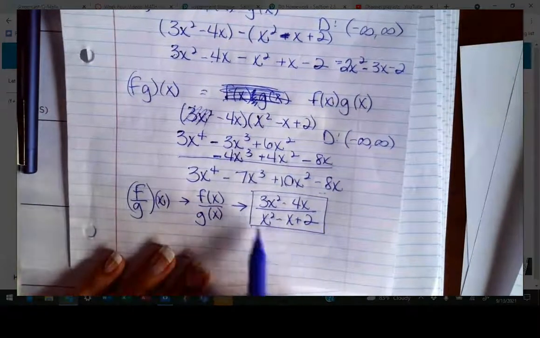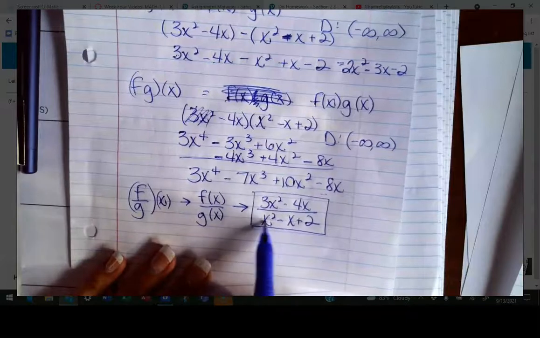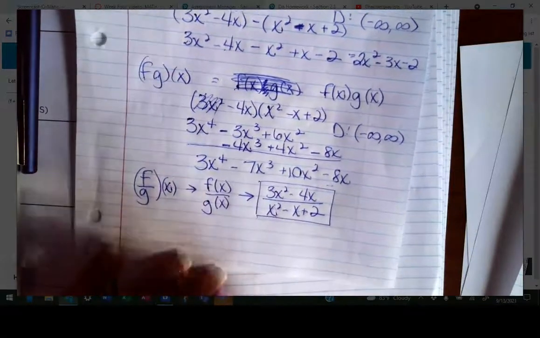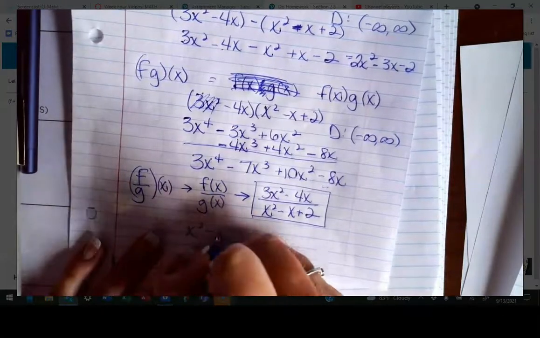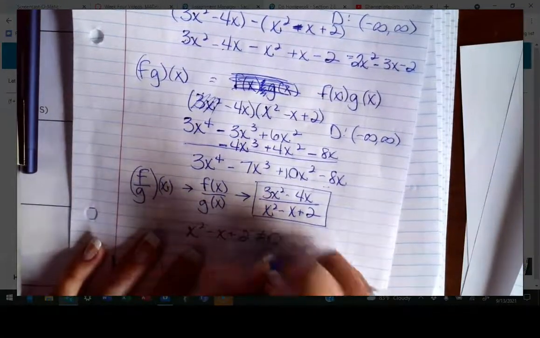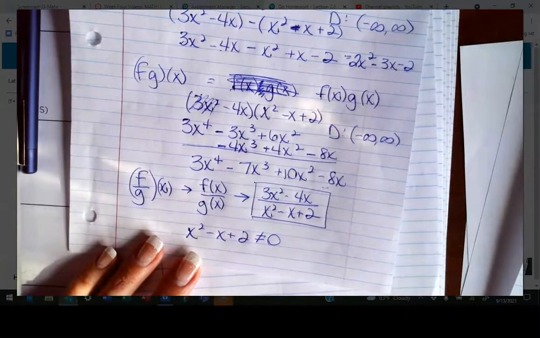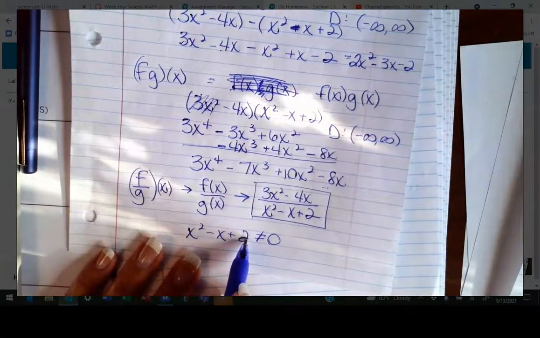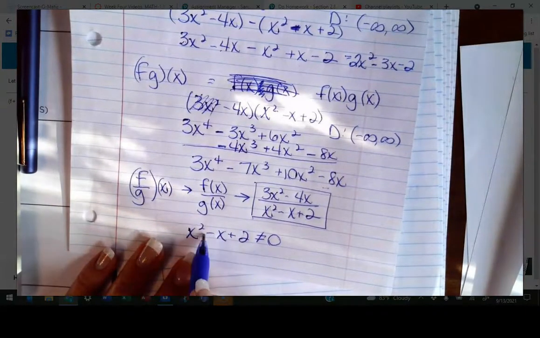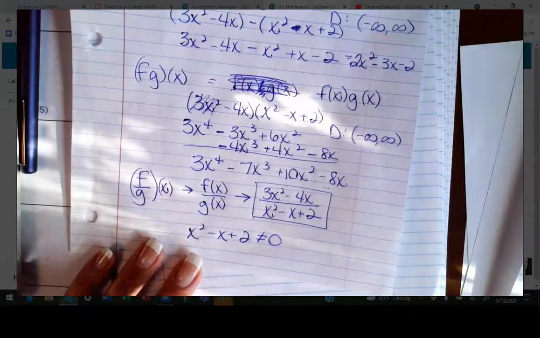Holy cow, I do. So I need to see if this is going to be equal to 0. Okay, so I'm going to say x squared minus x plus 2 cannot be 0. And when I try and factor that, are there two numbers that multiply to 2 that, when I add them together, I get negative 1? No, not with the same answer.